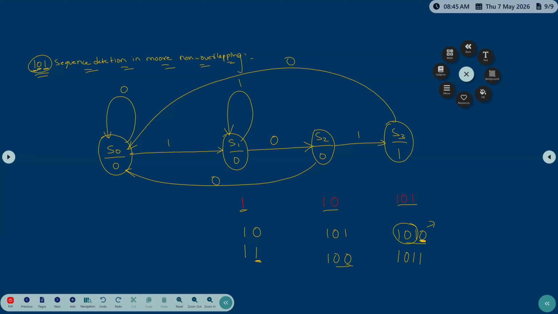Now in this case, if we get a 1, this last bit is matching with this one, S1, yes, right? So now I need to go from here to here. Clear? This is the non-overlapping case. If you understand non-overlapping, overlapping is very easy. No doubt.